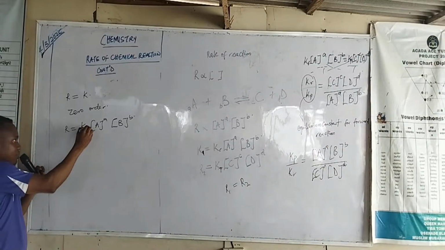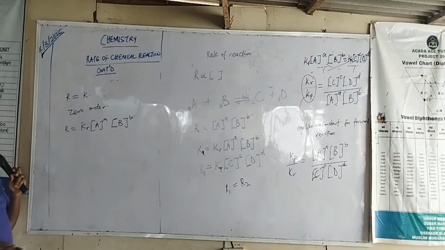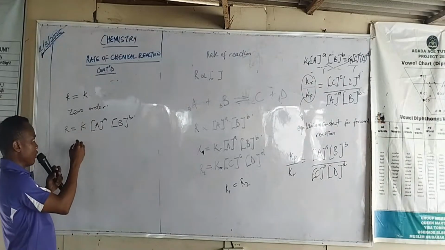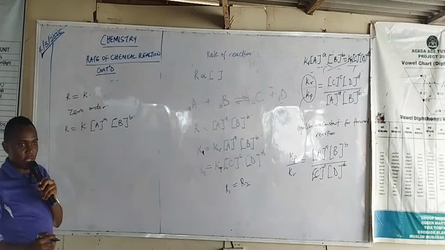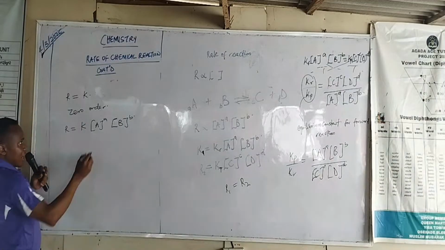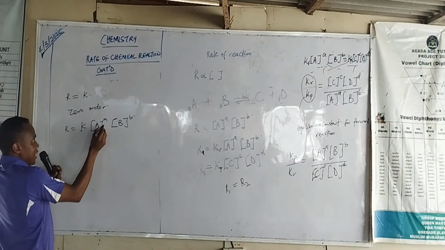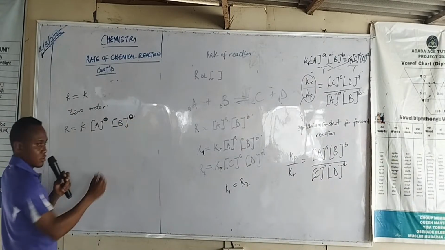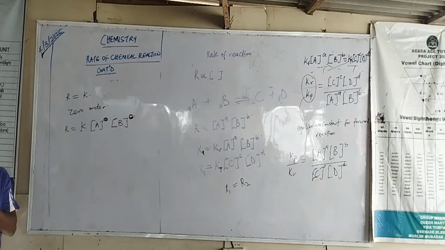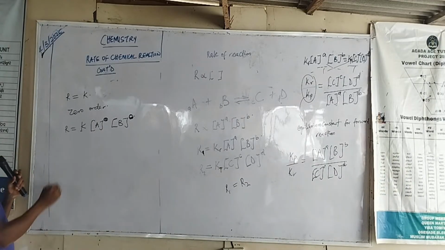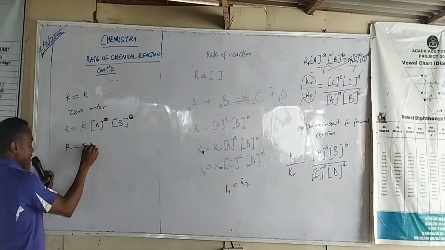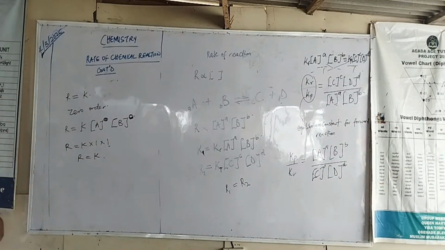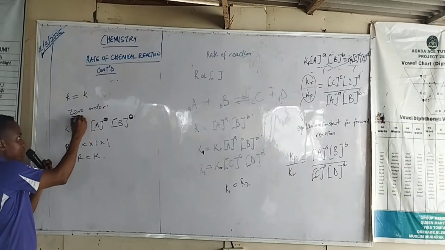Now let's talk about this one. Look at this place here. Let me prove it, because we don't say K rate 1. K times the concentration of this. For us to have K alone, that means A must be 0 and B must be 0. Anything raised to power 0 is what? 1. So R is equal to K times 1 times 1, and R is equal to K. That is zero order.